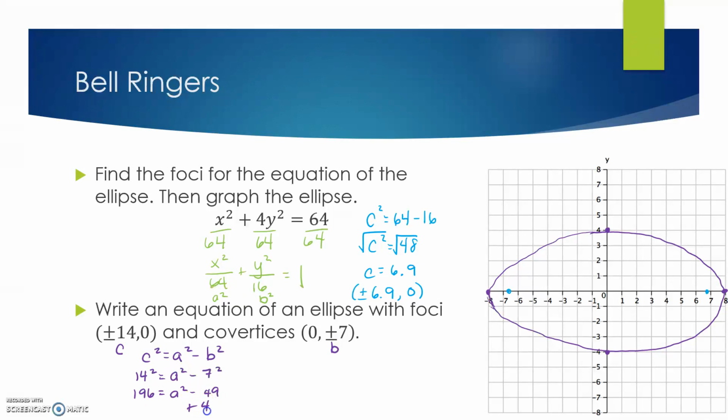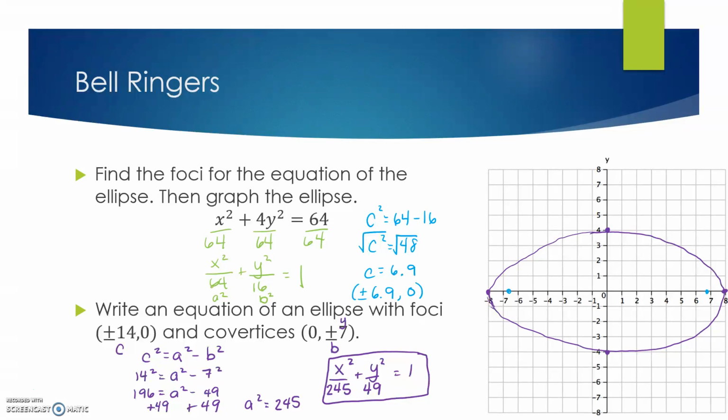But I'm going to add 49 to both sides. So when I do that, I should get a squared equals 245. So I'm going to write x squared and plus y squared equals 1. My covertices are in the y coordinate, so I'm going to have a 49 underneath the y squared. And my x squared would have 245 underneath it. And that would be my equation.